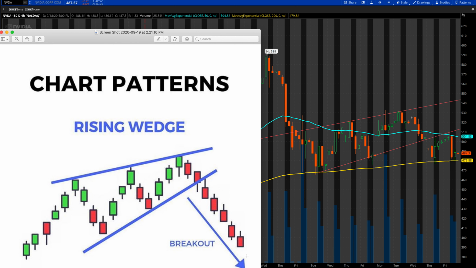Fell below that trend line, continued to the downside. Came back up, still couldn't get past that trend line. Continues down. It'll probably go lower. We'll see what happens, but great opportunity nonetheless.